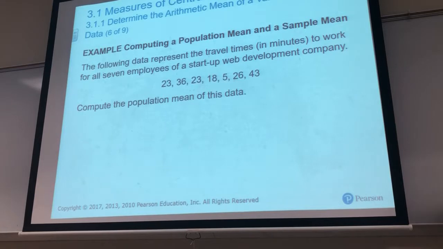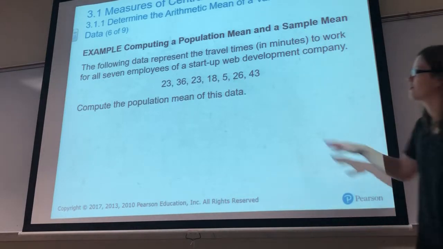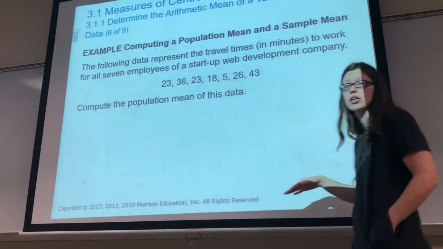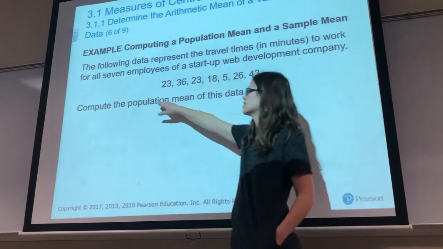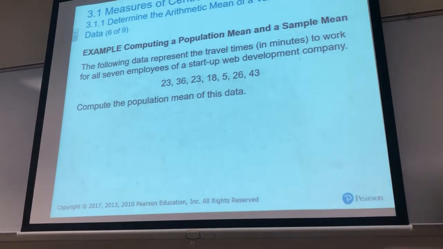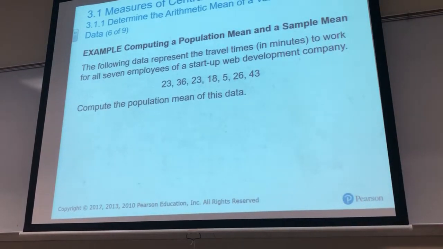Okay, so now we're actually computing the mean. For this one, they've got a startup company that only has 7 employees, so all 7 of them are right there. Our population is everybody who works at the company, so our population only has 7 people in it. When we're doing this one, it's going to be the population mean. They say it right here. Since it's everybody, that's going to be the population. Usually we can't find that, but since there's only 7 people, it's not too hard.